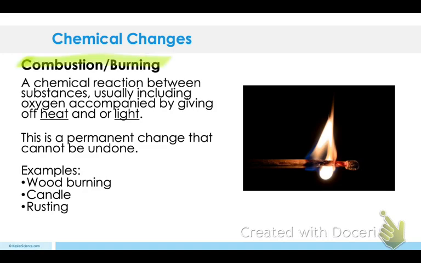Alright, so we have combustion, or burning: a chemical reaction between substances, usually including oxygen, accompanied by giving off heat or light. This is a permanent change that cannot be undone. Examples are wood burning, a candle, and rusting. When you burn wood, the ashes cannot go back to being a piece of wood. Make sure you write that down, highlight what I've highlighted, and then pause here if you're still writing.